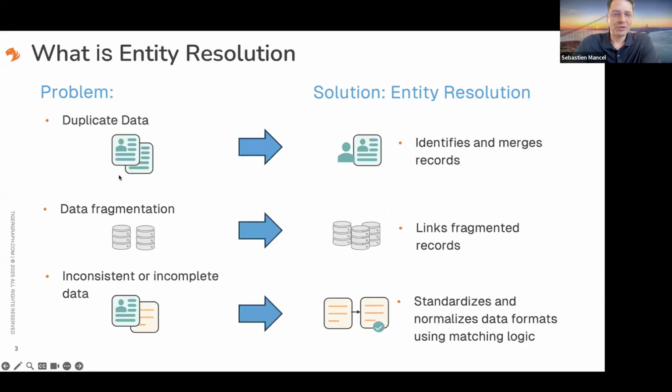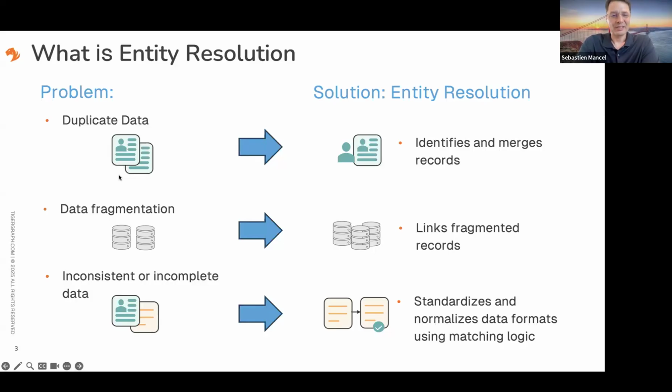So what is entity resolution? Well, entity resolution is the process of identifying and linking records that refer to the same real-world entity, such as a person, a business, or a product. And this holds even when those records exist across different systems, or when they use different formats or contain inconsistencies like typos, alternate spellings, or missing data.